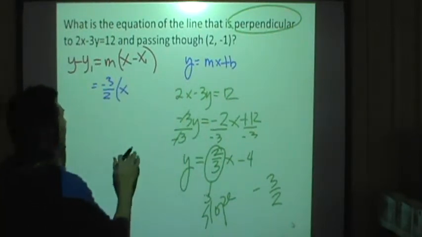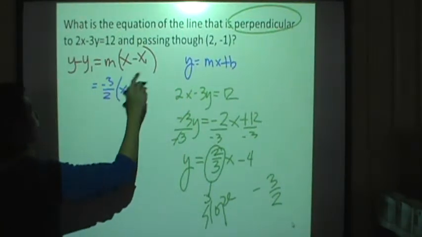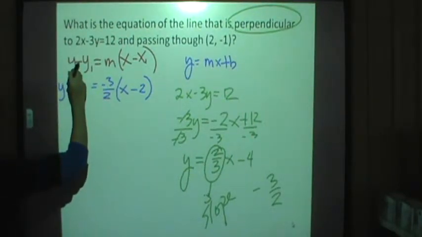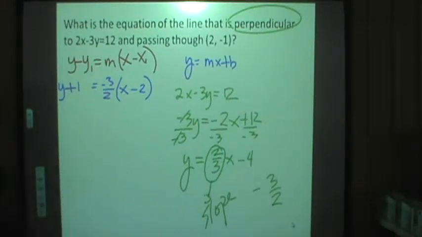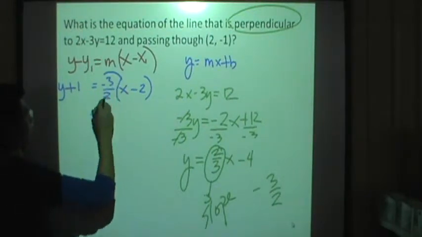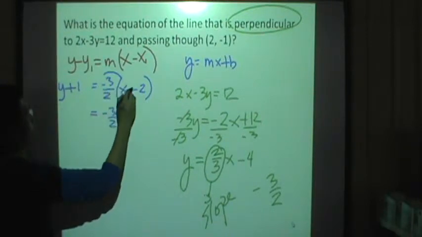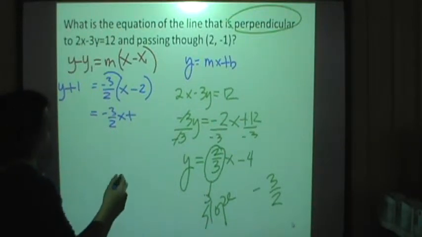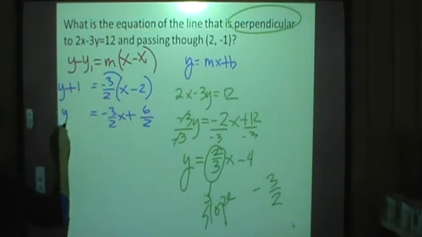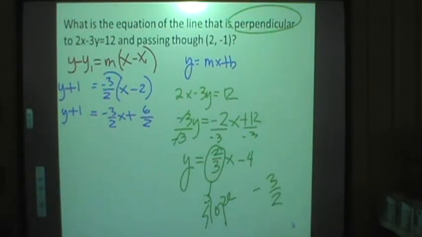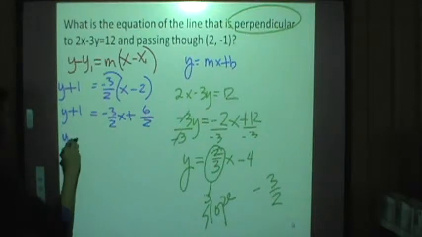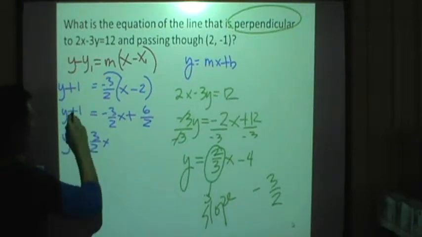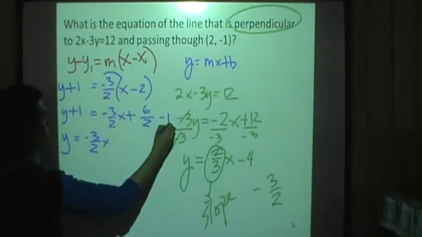Now, because the line is passing through that point, we're going to use the x, which is 2, and the y, which is negative 1. So y minus negative 1 is actually just y plus 1. Now we'll go ahead and distribute again. Negative 3 over 2x. Negative times negative is positive, 3 times 2 is 6 over 2, and then y plus 1. Okay? And then move this over, becomes y equals negative 3, and when you move that plus 1 over, it becomes minus 1.